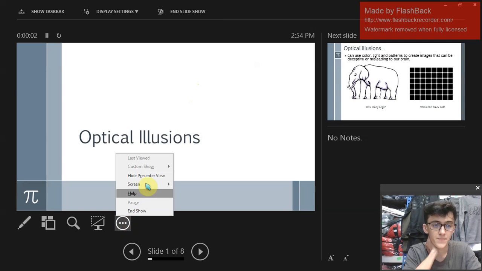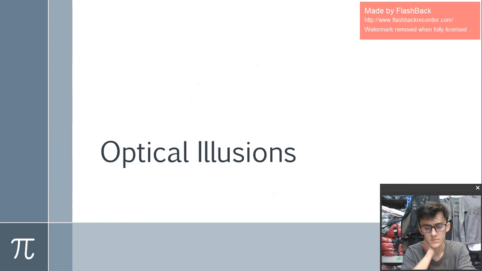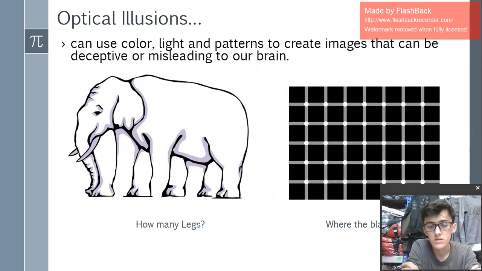Okay. Optical illusions can use colors and lights to create images that can be deceptive or misleading to our brain. I'm not sure that it is related to my topic, but if you look at these two pictures, there are optical illusion pictures. For example, in the first one, try to count how many legs there are. It's not as easy as it may look. And in the second one, it's hard to find the black dot, because whenever you focus, that black dot seems to disappear and appear somewhere else.